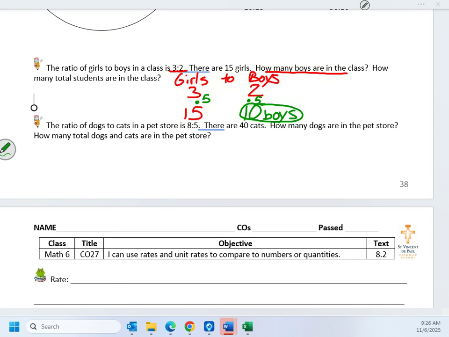Now I have to answer my second question. How many total students are in the class? How can I find that? Matt? 10 plus 15. I know there's 15 girls and 10 boys. I can add them together. 15 plus 10 equals 25 students.